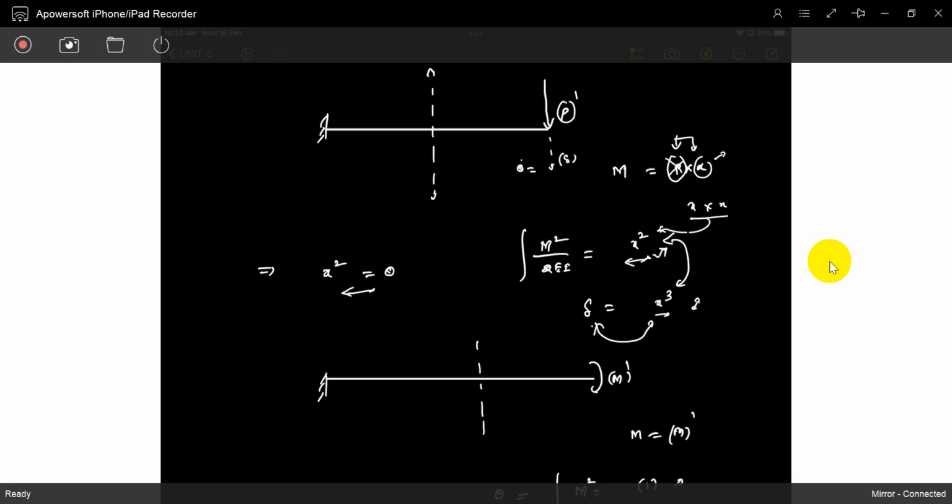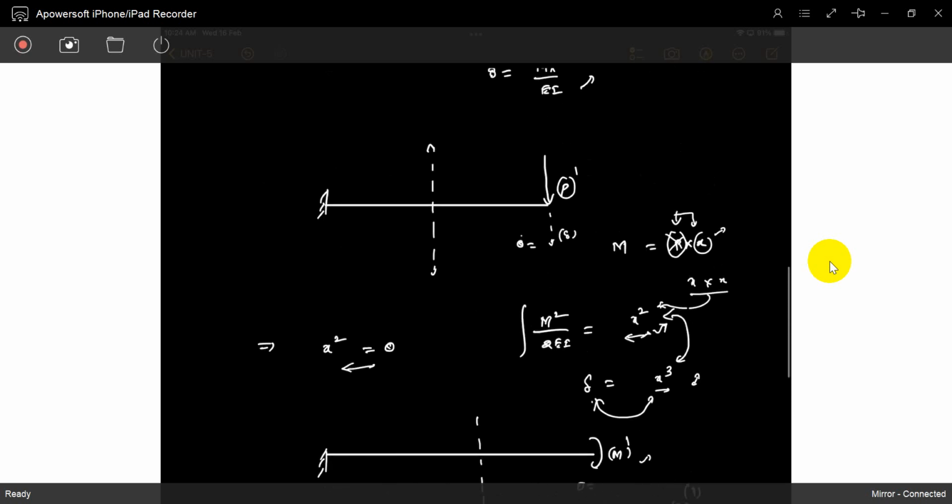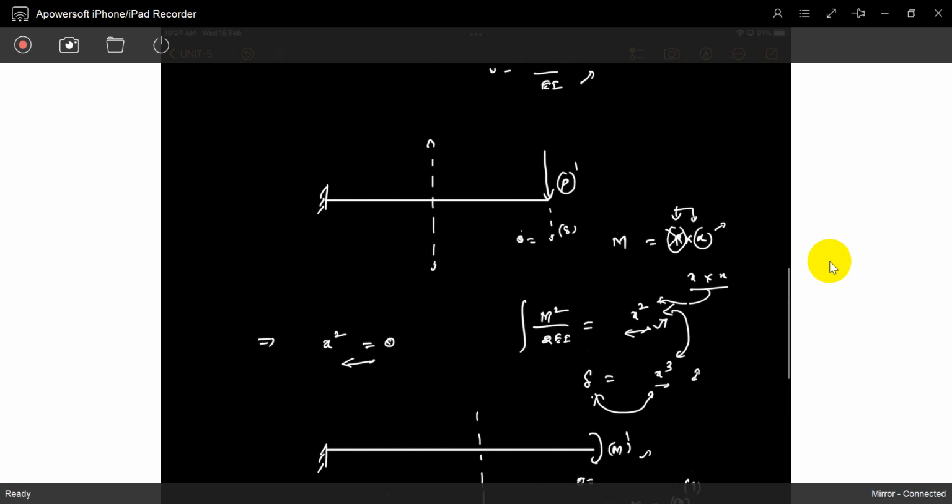Understood? Okay, so here also, if a moment is applied and you want to find out the rotation in the direction of the same force, the moment is 1, so 1 into 1, whole square, 1 square only will come. But now if you observe, a force is applied but you want rotation. Understood? So you have to apply a fixed moment. That is just a common observation.